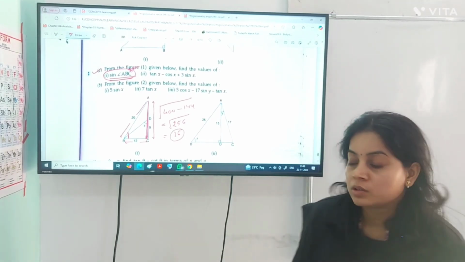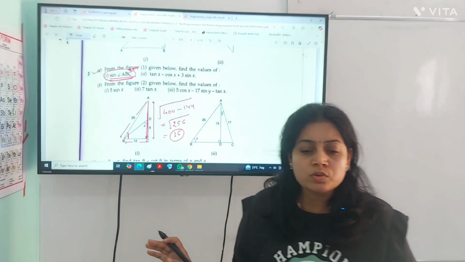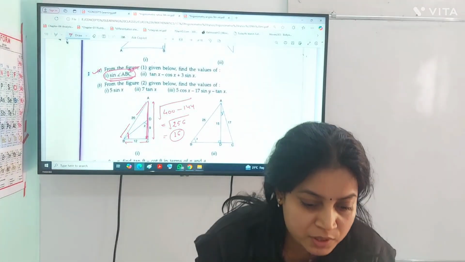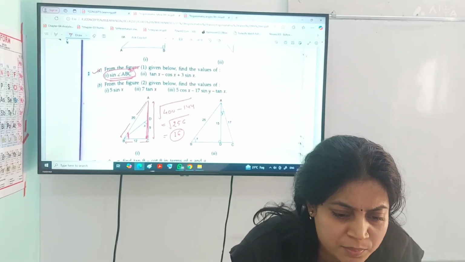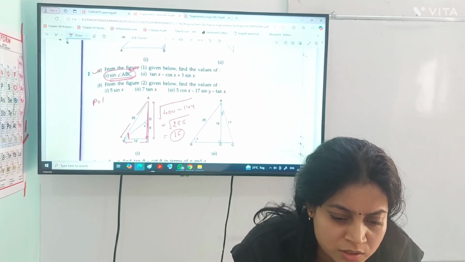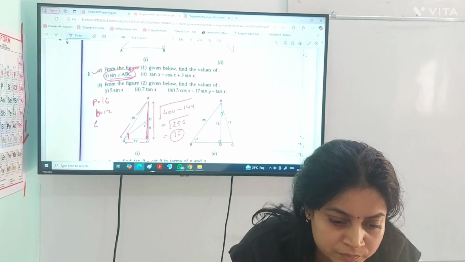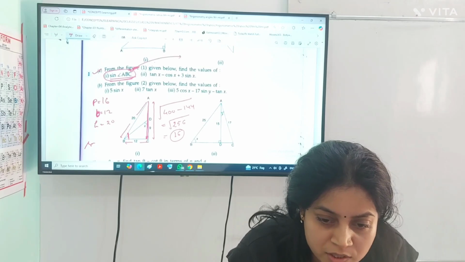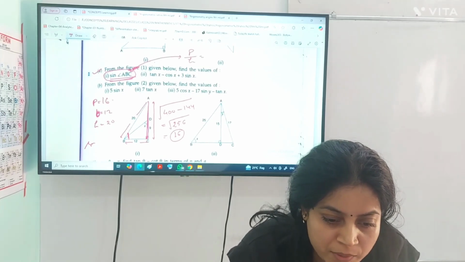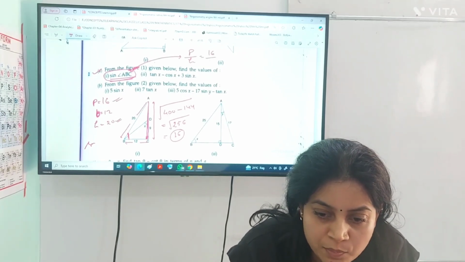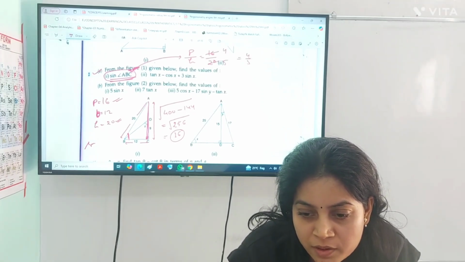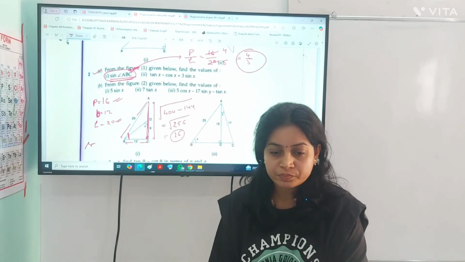So up to here we have not used any trigonometry. After that we are just calculating sin ABC. That means first you can write what is P, B, H. Perpendicular is 16, base is 12 and hypotenuse is 20. So I want to calculate sin ABC. It will be P by H, which means 16 upon 20. You can reduce it by 4: 4 times 4 is 16 and 4 times 5 is 20. So the answer will be 4 by 5. It's very simple.